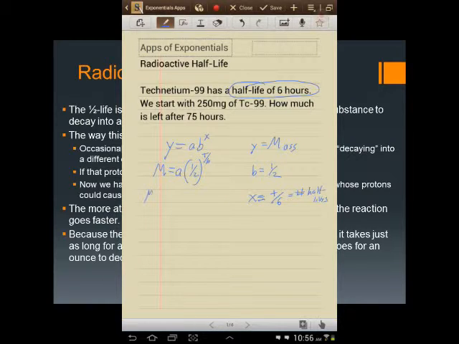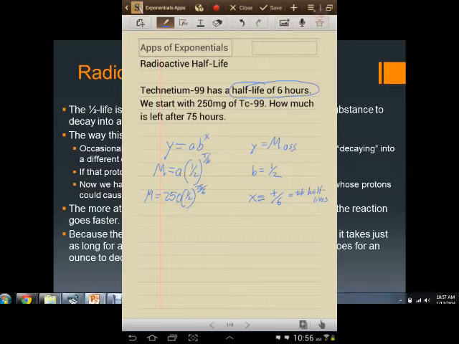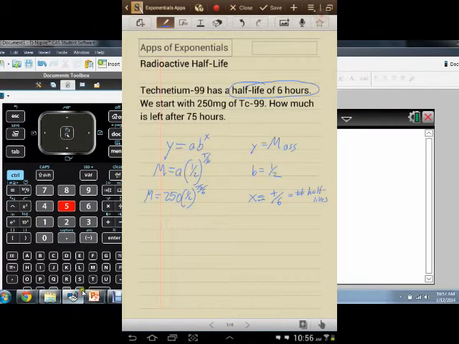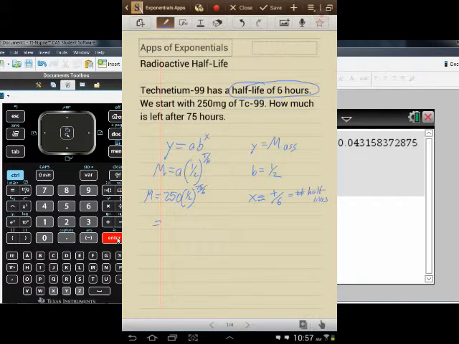So the amount of mass we have is equal to the initial value, which is 250, times 1/2 to the 75 divided by 6 power. Over my calculator, we get 0.04, rounding it to the hundredth, milligrams of technetium-99 left. That's how this type of radioactive decay works.